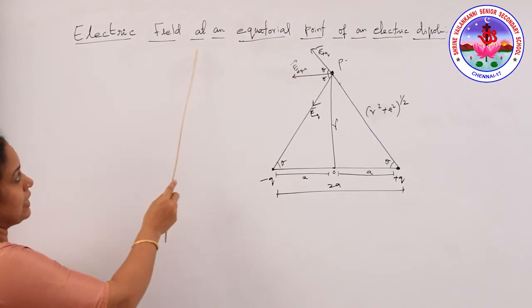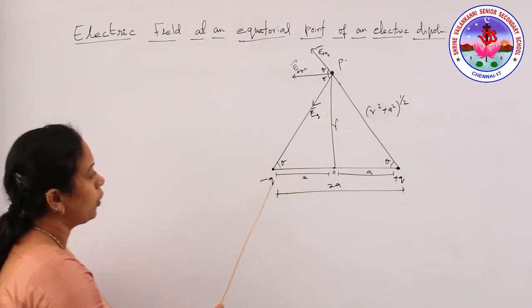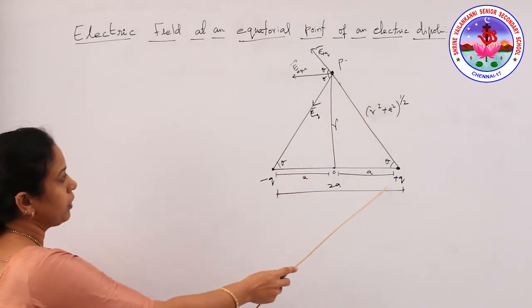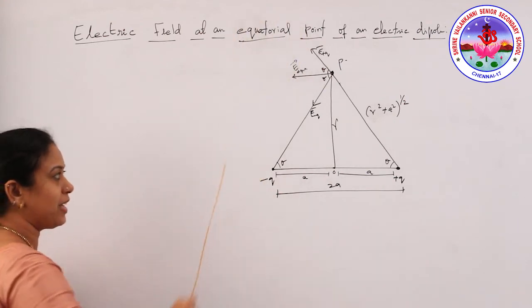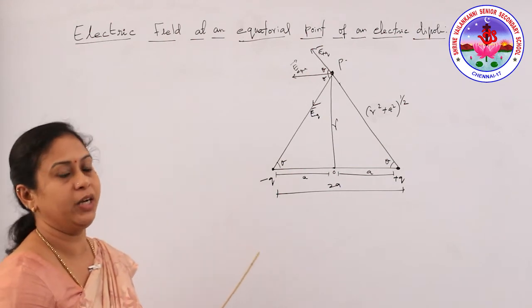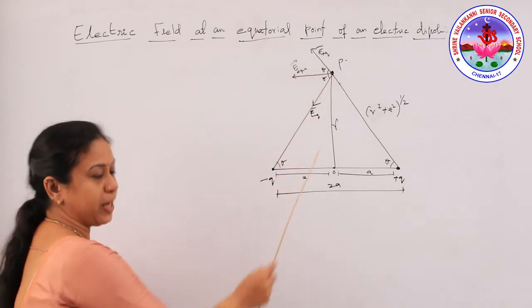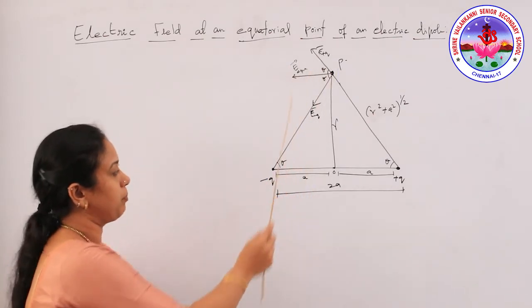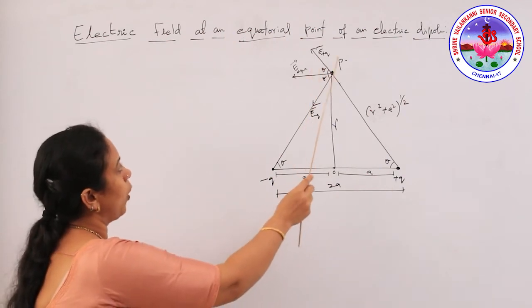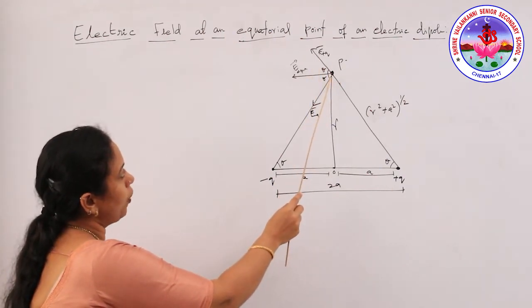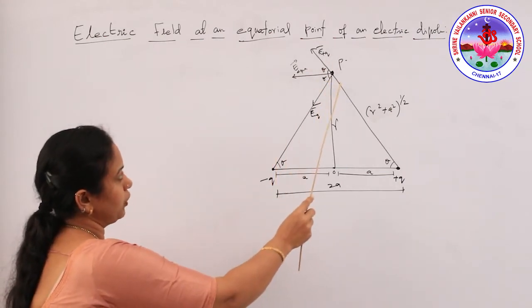Electric field at an equatorial point of an electric dipole. Now, you are saying this is the electric dipole. You have to know what an equatorial point is. See, the axial point is nothing but the point which is on the axis. Equatorial point means near the dipole. We have to consider a point near the dipole. Now, this is the dipole. We have assumed a point near the dipole. So, we need to know the electric field at this point for this dipole.